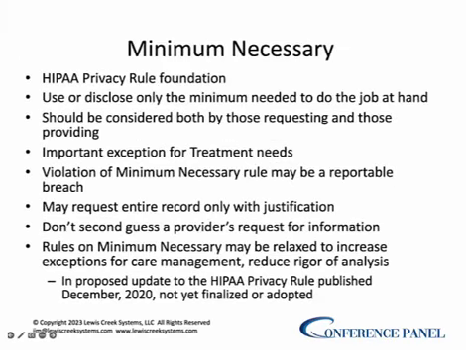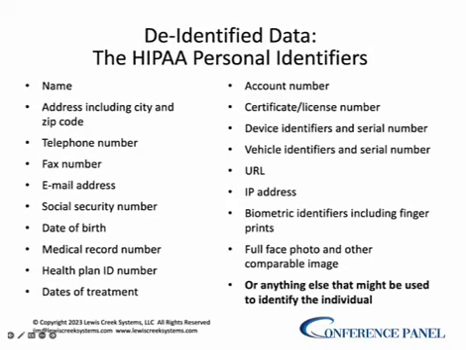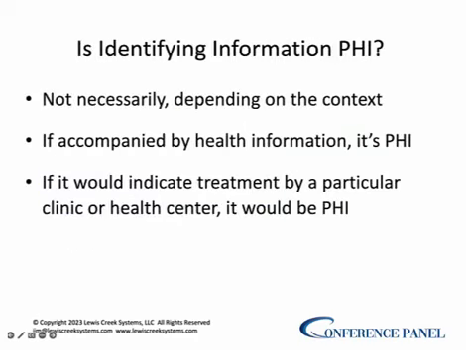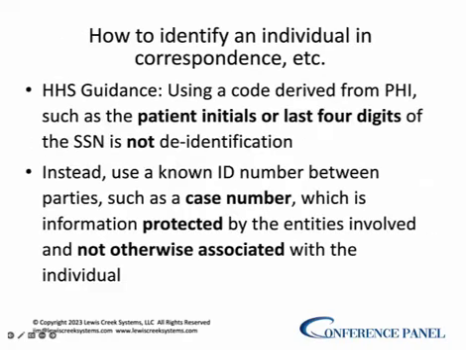So what is de-identified data? Pretty obvious ones here: name and address, including your city and zip code, telephone number, fax number, email address. If you're looking for official guidance on de-identification, there's some from HHS that came out in 2012. Is identifying information PHI? So how do you identify an individual in correspondence to this?